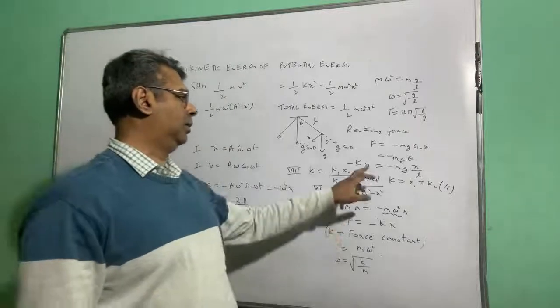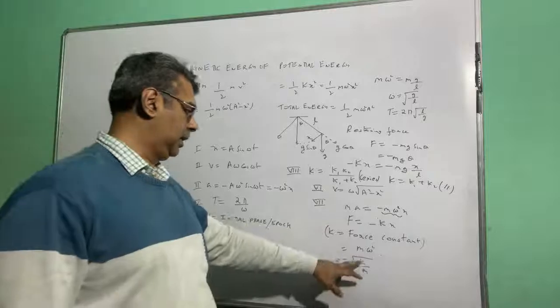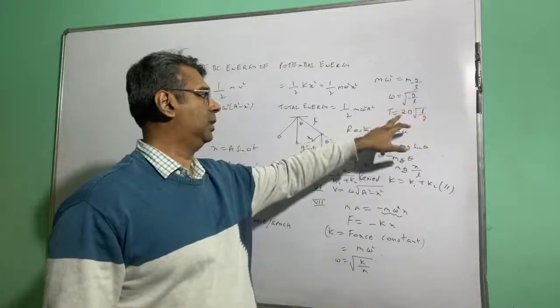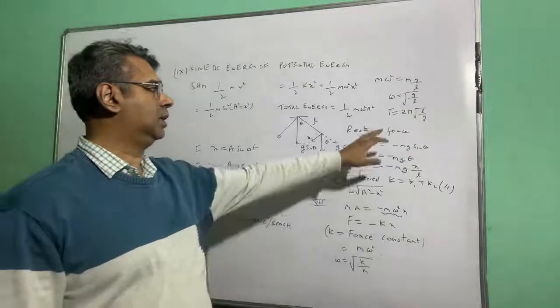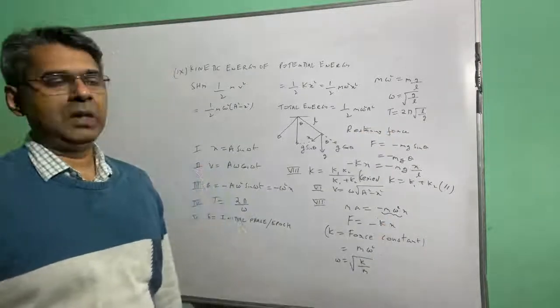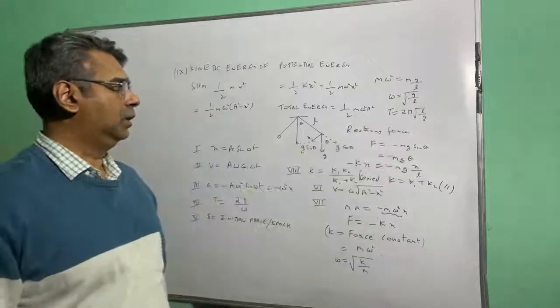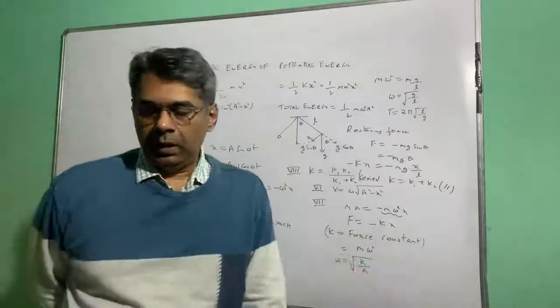So minus kx is minus mg into x by L. So k is m omega square. So m omega square is mg by L. So omega is root over g by L. So time period is 2 pi root L by g. So this is the famous formula of simple harmonic motion. That means the time period is 2 pi root L by g, right? So this is the derivation of that.